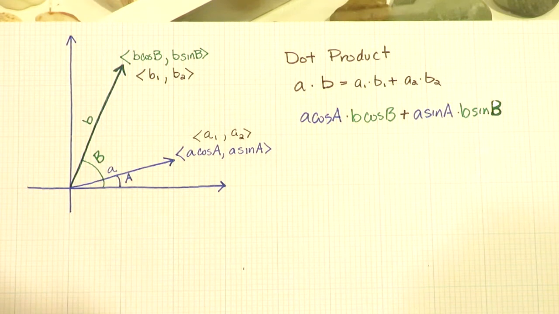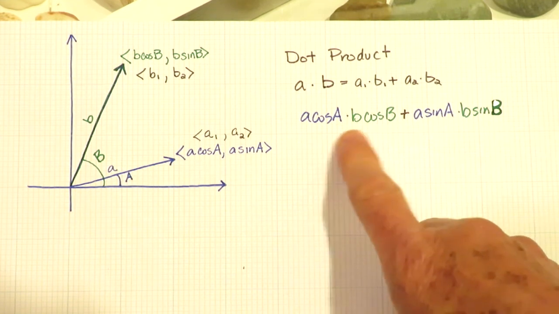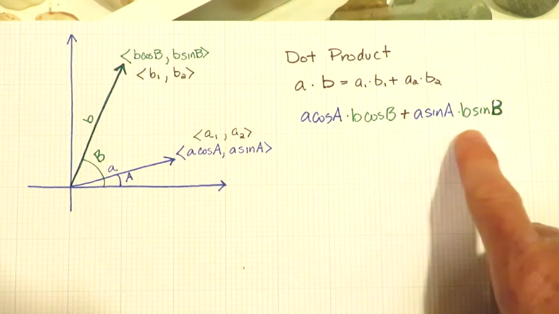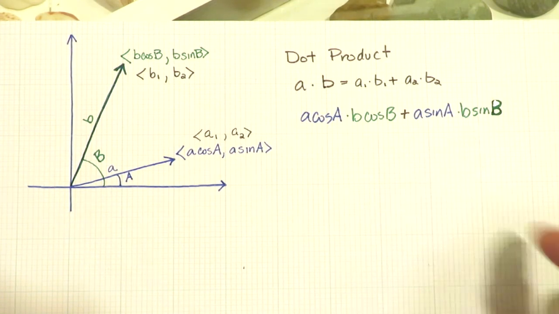So using the right triangle definitions of cosine and sine, the x-coordinate of a vector is always its length times cosine of the angle made with the positive x-axis, and the y-coordinate is always the length multiplied by sine of the angle made with the positive x-axis. So I'm going to follow our dot product definition using these components. I'm multiplying both x-coordinates together, I'm multiplying both y-coordinates together, and let's do a little bit of algebra on that.